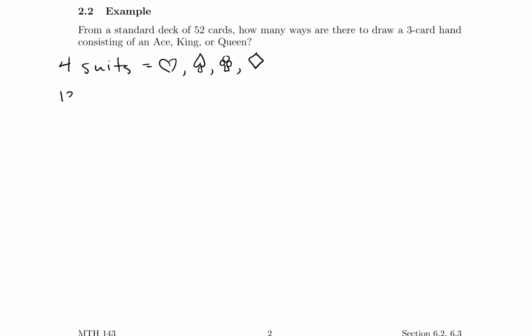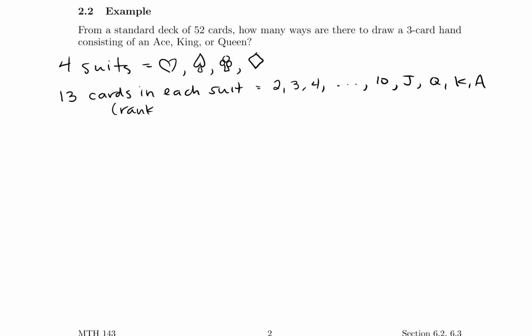Okay, so there are 13 cards in each suit, and the cards go 2, 3, 4, all the way up to 10, and then you hit a jack, queen, king, and ace. So there's only one ace of spades, and there's only one 10 of hearts. Every single card is represented, each number, or each rank rather, we call these the ranks of the cards. Each rank of card is represented once within each suit. There are 52 cards total.